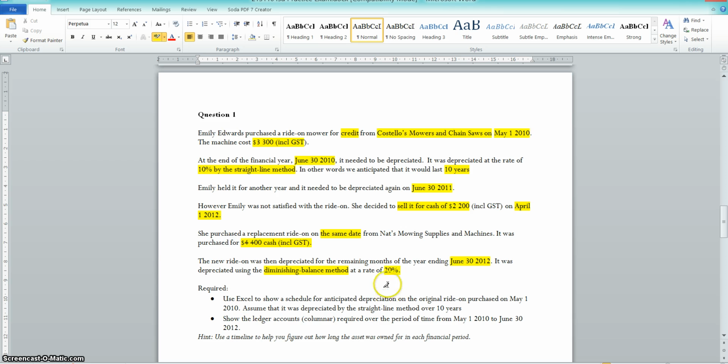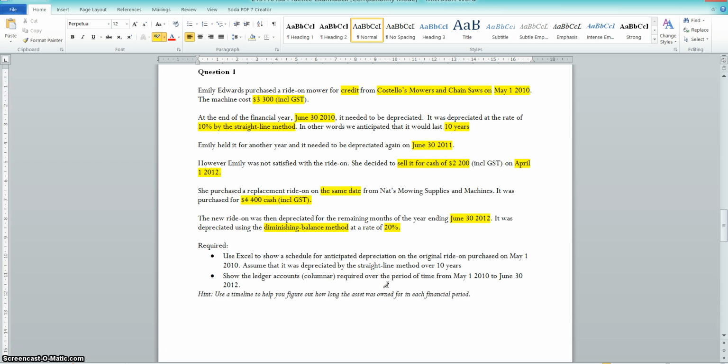Okay. So what you're required to do is use Excel to show a schedule for depreciation on the original mower. Assume it was depreciated by the straight line method over 10 years. And then show ledger accounts for the period from 1 May to June 30, 2012. So we're going to do a general ledger which has everything in there.